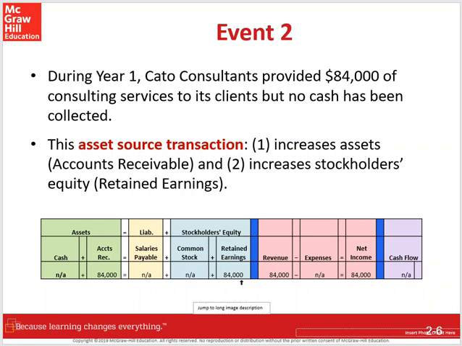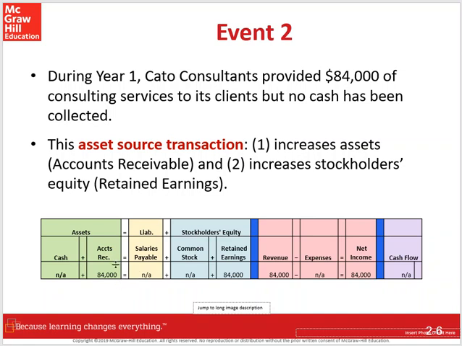And remember, when we put something under retained earnings, we need to answer the question, why? Why did we put that there? Is it revenue, expense, or is it dividends? And in this case, it's revenue. We did the work, we provided services.